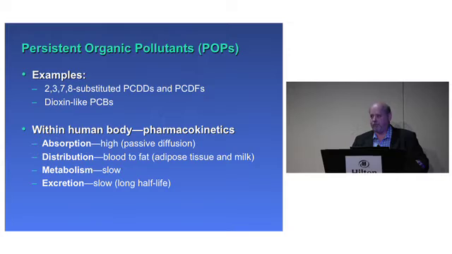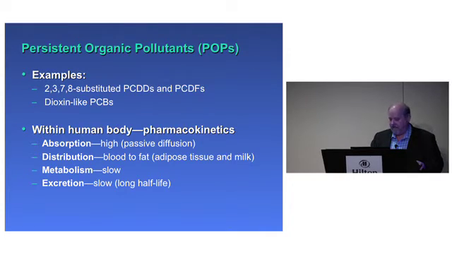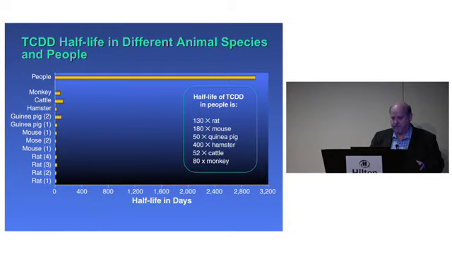I want to use as examples here today the persistent organic pollutants of tetradioxins and dioxin-like PCBs. Within the human body, the pharmacokinetics are that they have very high passive diffusion. They're distributed from the blood to the fat in adipose tissue and milk and other adipose tissue stores of the body. They're metabolized very slowly, and their excretion rate is slow, so they have a very long half-life. That's why they're considered persistent organic pollutants.